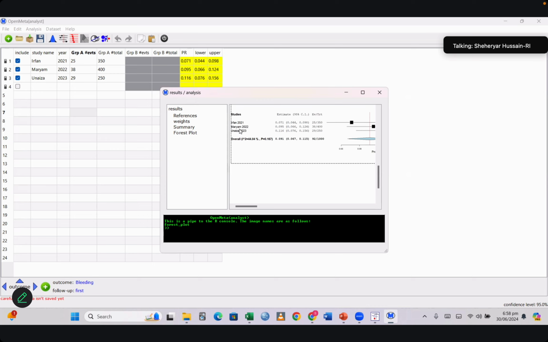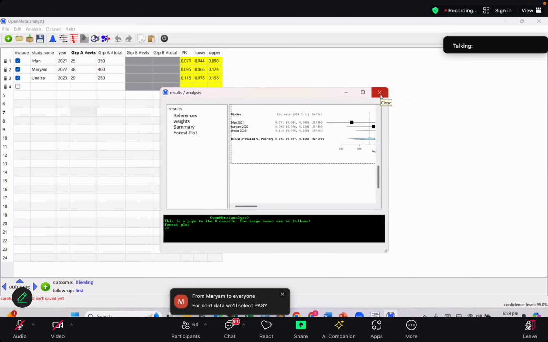So I'm going to tell the readers that I pooled these three articles, and my bleeding risk was 9.1%. The pooled bleeding risk was 9.1%. That's it. That's how we interpret this.